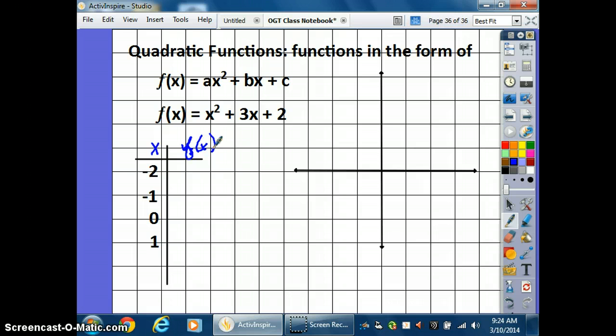Okay, so if I put a negative 2 in, negative 2 squared plus 3 times negative 2 plus 2, I think I get 4, negative 6, and 2. I think I get, is it 0?